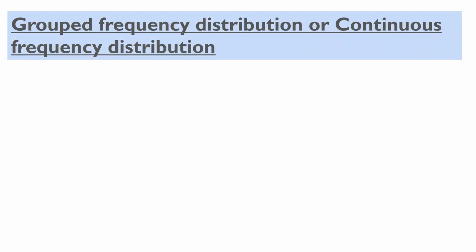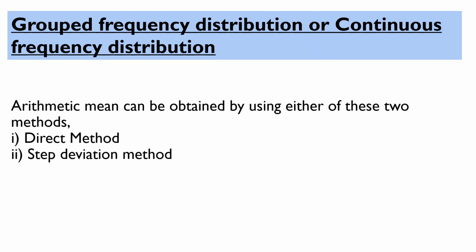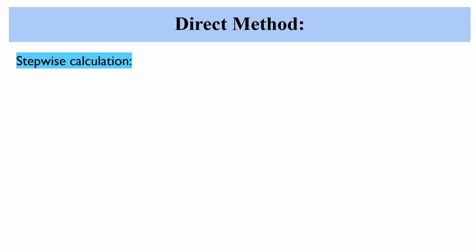When it comes to group frequency distribution or continuous frequency distribution, we can calculate arithmetic mean by two methods, that is direct method and step deviation method. Let us see one by one. Let us understand step-by-step calculation for direct method.